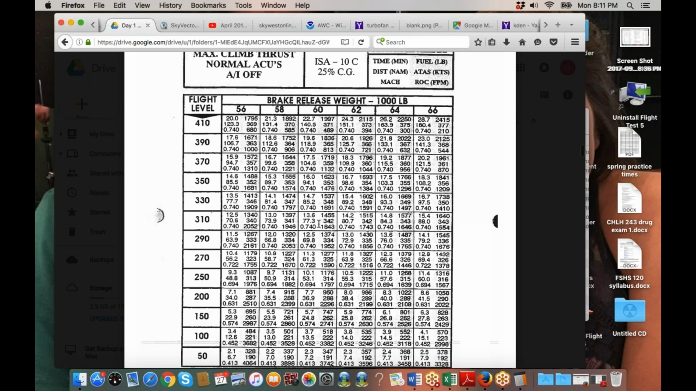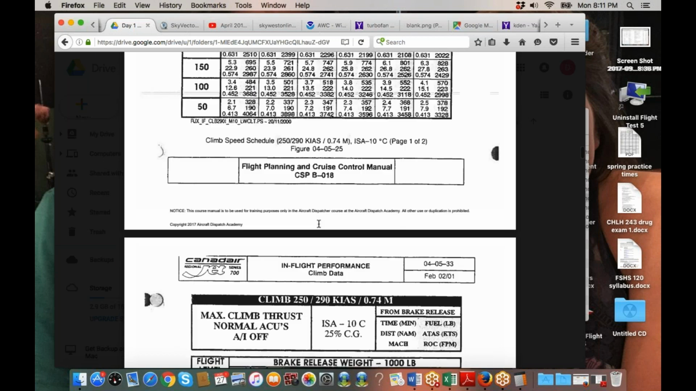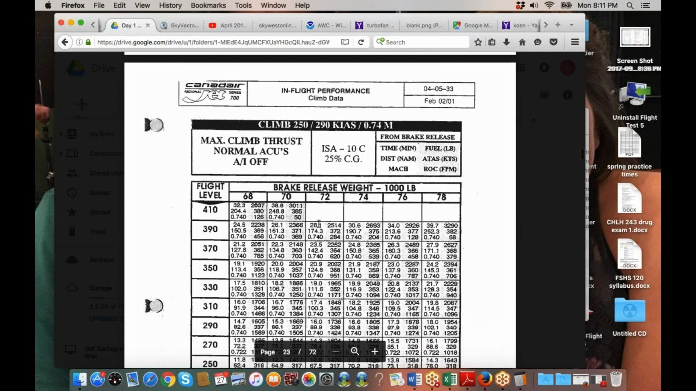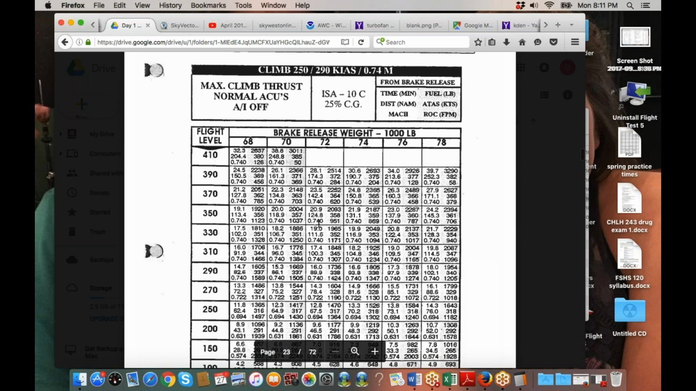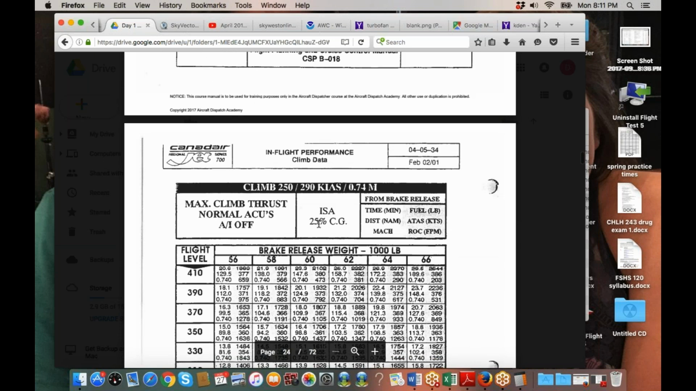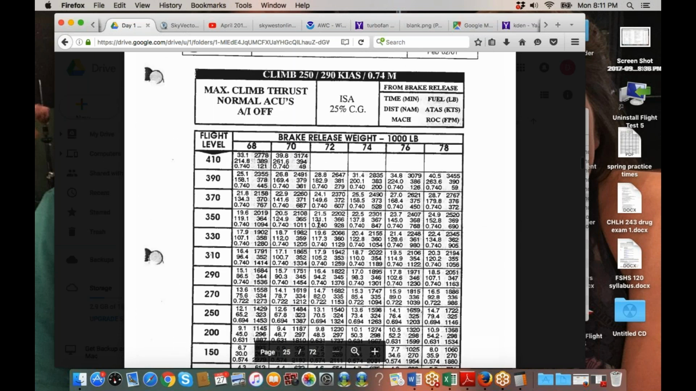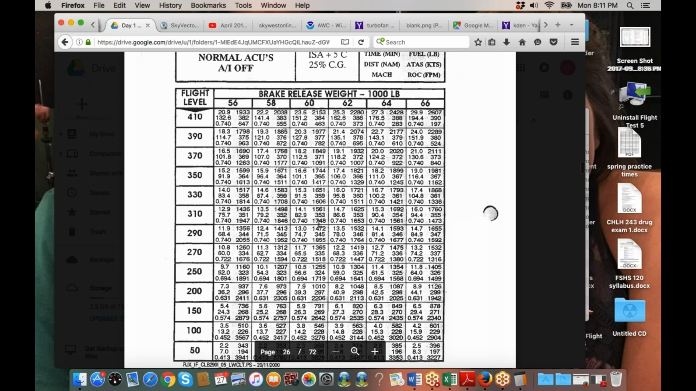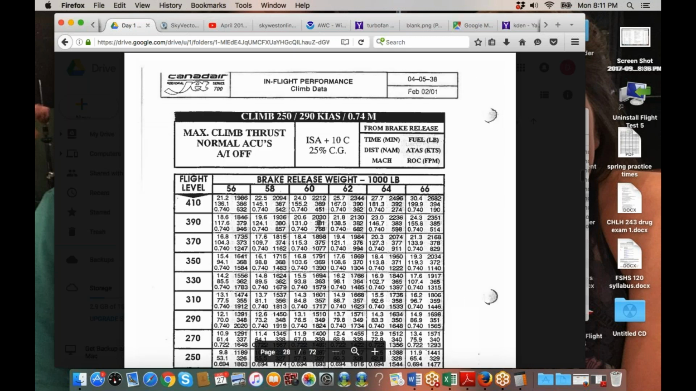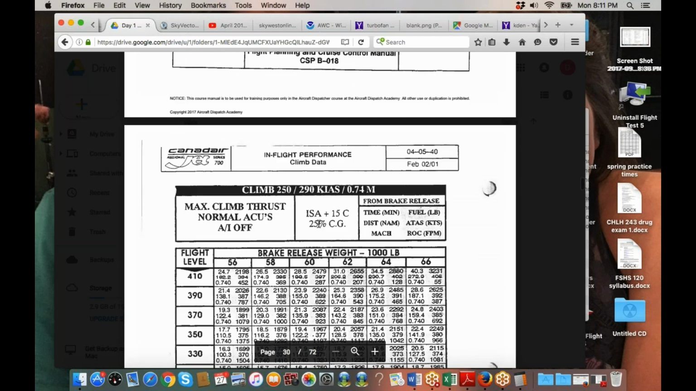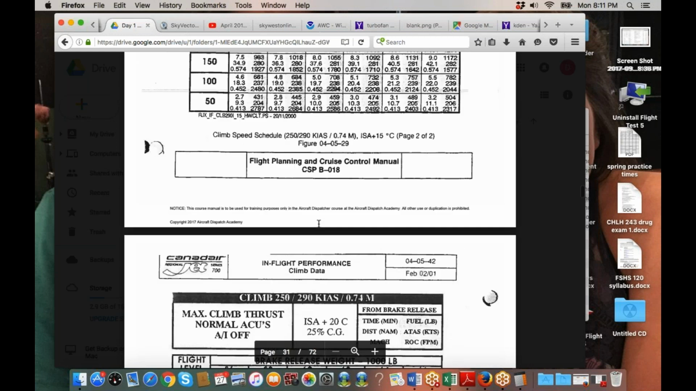So these are kind of interesting, and we'll use these much more in depth later on. Still max thrust. Let's climb, climb, climb.